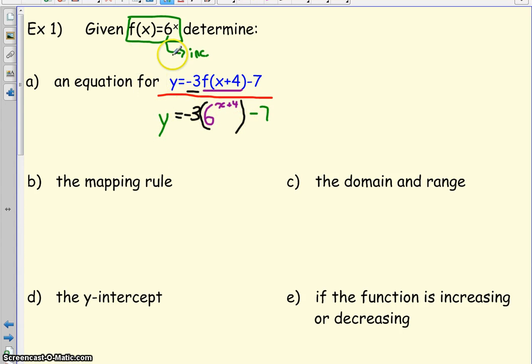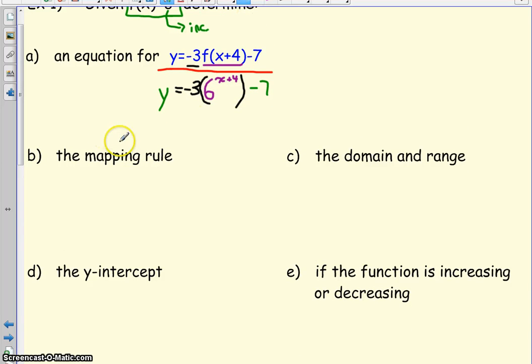So it's a transformed version of the parent function 6 to the exponent x. So how do I get the mapping rule? For the mapping rule, look at what's happening to x. It's x plus 4, which means it's going to be x minus 4 in the mapping rule. And as for what's happening to y, well, I have a negative 3 out here, which gives me my vertical stretch and my reflection in the x-axis, and it's shifted down 7. So right away you could also see from there that this will be my horizontal asymptote. I'll use HA for short. That might come in handy later making my sketch. My horizontal asymptote is going to be at y equals negative 7.